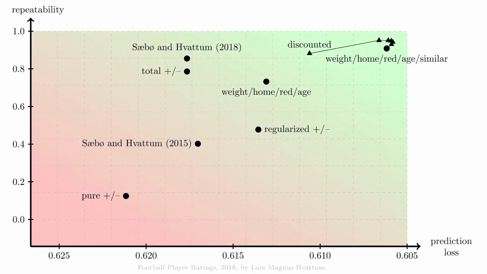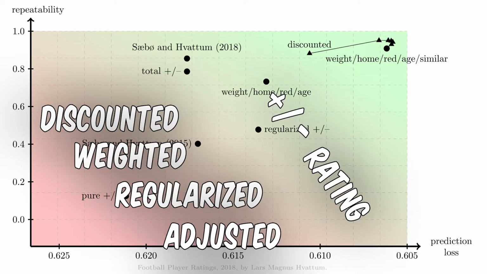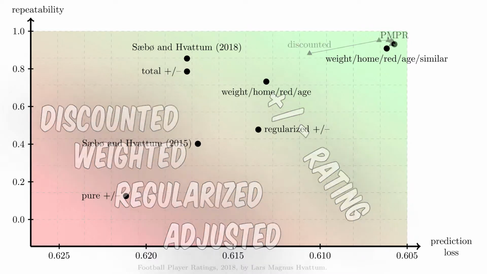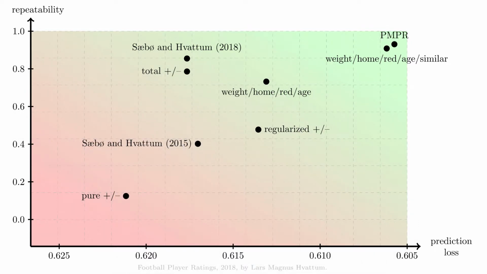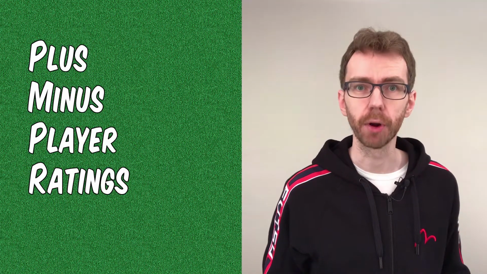Now, instead of referring to our new rating system as a discounted, weighted, regularized, adjusted plus-minus rating, I currently propose to refer to the rating system with the abbreviation PMPR. You may think that PMPR stands for plus-minus player ratings. However, you may be wrong.